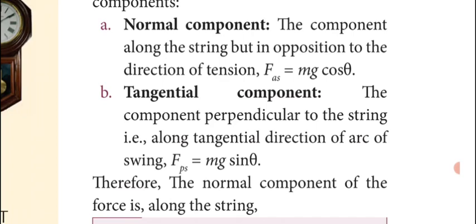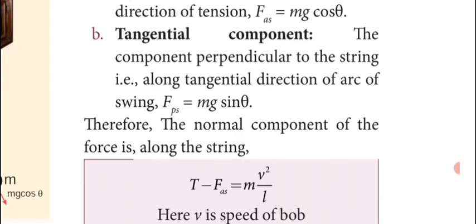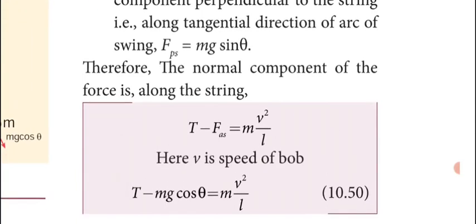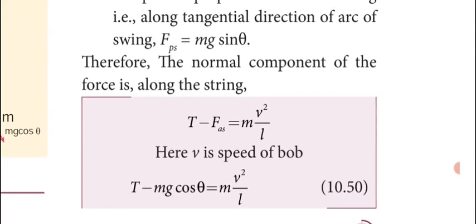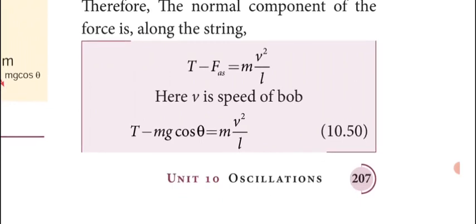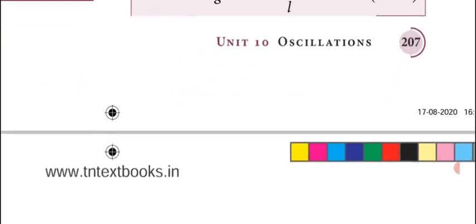Here As denotes along the string and Ps denotes perpendicular to the string. Now the normal component of the force along the string is T minus F_As, which is equal to m v square by L, where v is the speed of the bob. Why are we substituting mg cos theta? F_As is nothing but mg cos theta. So T minus mg cos theta is equal to m v square by L.